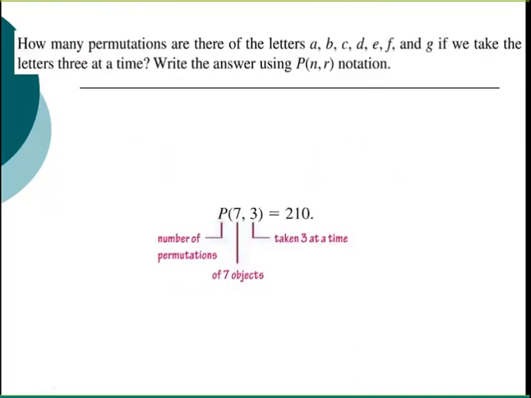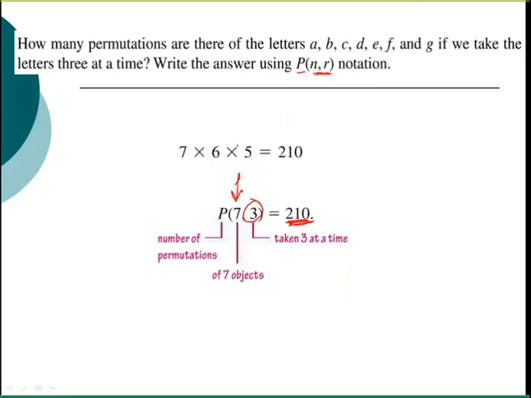Okay, so how many permutations of the letters A, B, C, D, E, F, and G are there if we take them 3 at a time? It says write the answer in P and R notation. So here there are 7 different letters, and you're taking 3 of them at a time, and the answer is 210, and we'll talk about why in a moment. We're going to get a formula for this.